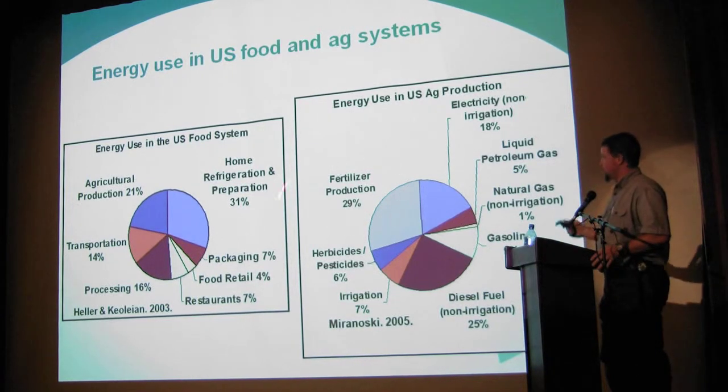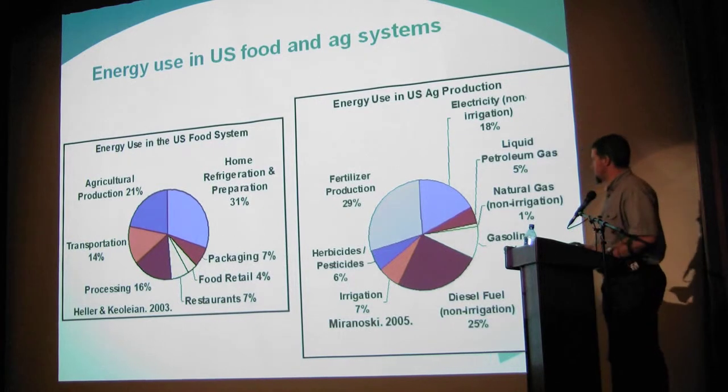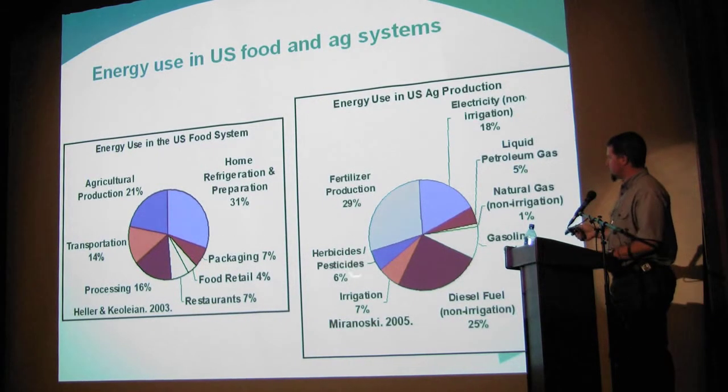But the big one is fertilizer production. And almost all of that has to do with the supply of nitrogen. So I'll spend quite a bit of time talking about that issue because that's one where we have a lot of potential to actually improve our energy use in our systems here. And a little bit on herbicides and pesticides.